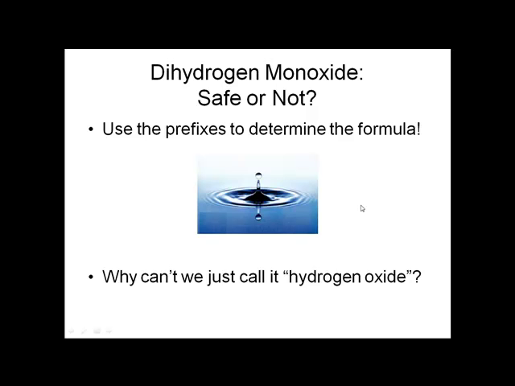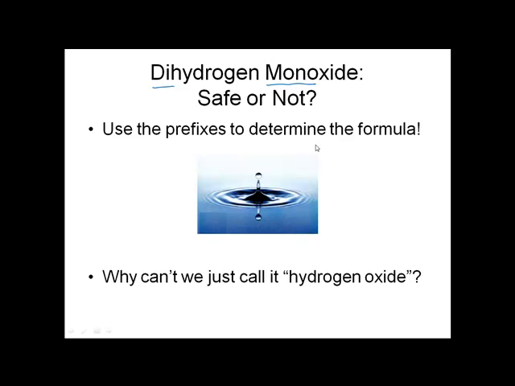In part 3, we talked mostly about ionic compounds, and now in part 4, we're going to be talking about covalent or molecular compounds. Dihydrogen monoxide, safe or not? So right now, we can tell right away that this is different than the naming process before. Why? Because we have these prefixes before the names of our atoms that are bonded together.